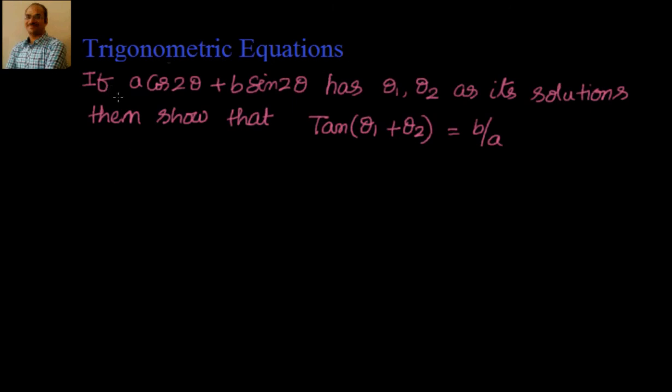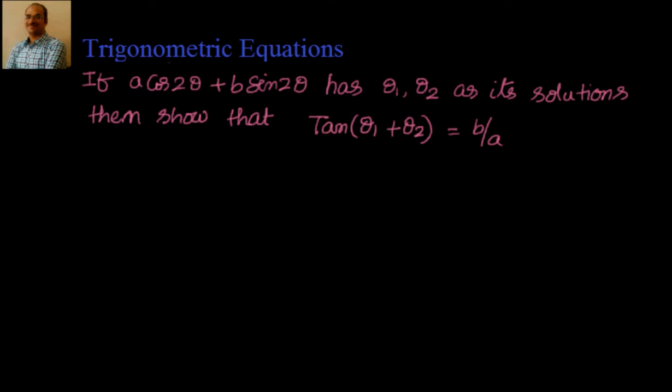This is a problem we have to solve together. If a cos 2 theta plus b sin 2 theta has theta 1, theta 2 as its solutions, then show that tan of theta 1 plus theta 2 equals b by a. First of all, let's try to expand tan of theta 1 plus theta 2 to see what actually it looks like.